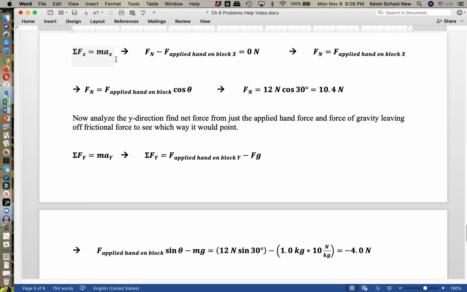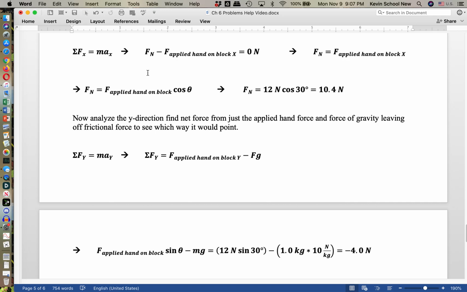So I'm going to solve stuff in the x direction. So I'm going to say F net in the x direction equals m times a in the x direction. I've got a normal force. In this case, normal force is horizontal because the surface is vertical. So the normal force is to the right, out of the wall. And then I've got the x component of my applied hand force on the block. And it's not accelerating, so then I've got 0 newtons for m times a.